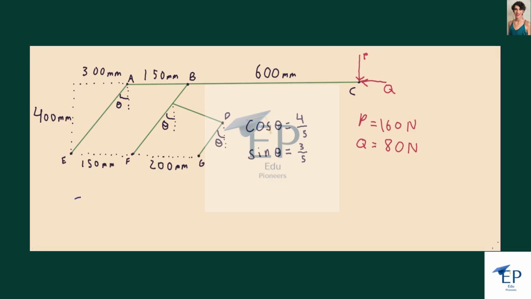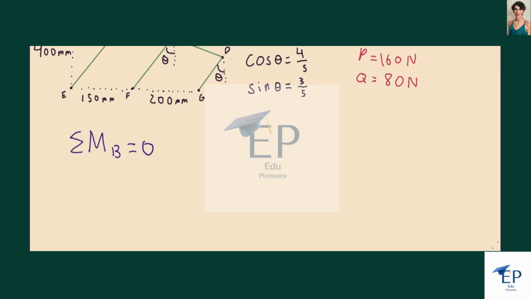So we're going to write that the sum of moments about a point B is equal to 0. And we can write that as the force on AE times the cosine of theta times 150 minus the force P times 600 is equal to 0.